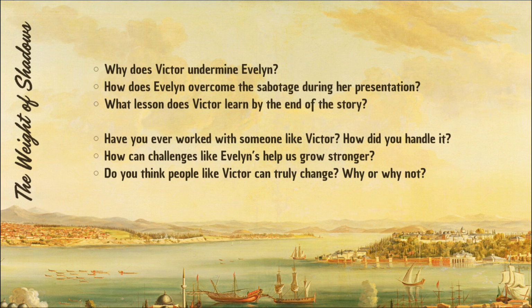Before we go any further, I'd like you to think about these questions. Why does Victor undermine Evelyn? And how does Evelyn overcome the sabotage during her presentation? And what lesson does Victor learn by the end of the story?